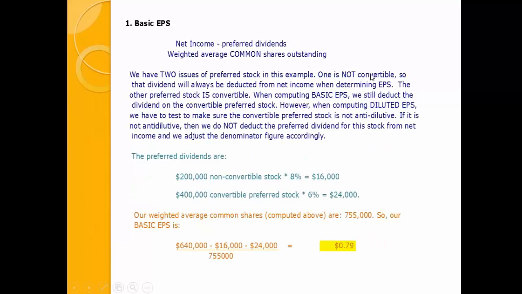So we're looking at the basic earnings per share. Keep in mind that even in the basic earnings per share, we need to calculate the weighted average. We did calculate the weighted average. That is the denominator. Now what we want to look at is the numerator. There are 2 preferred stocks, an 8% preferred stock and a 6% preferred stock. These were in place the whole year, so we don't have to worry about conversion of these throughout the year. So I have minus 16,000, minus 24,000. Therefore, we have the basic earnings per share of 79 cents.